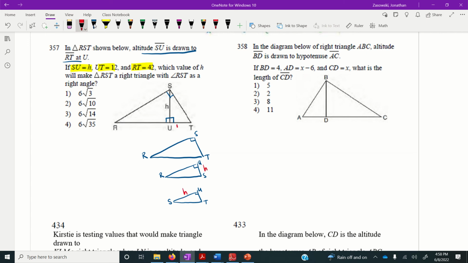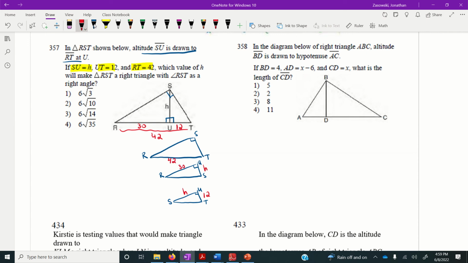UT is 12. So there's a UT right here, that's 12. That's the only UT we have. And that means this whole segment, RT, is 42. Because the whole segment is 42 and this is 12, that makes RU 30, so we get a total of 42. So this side gets 42, and RU, which is underneath, gets 30.